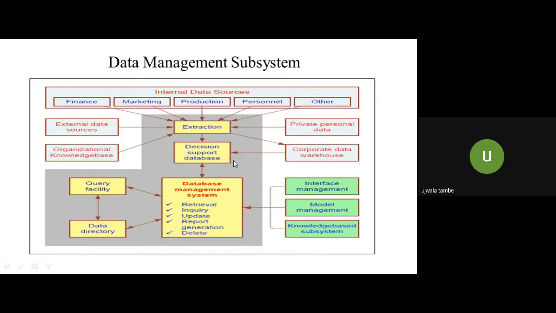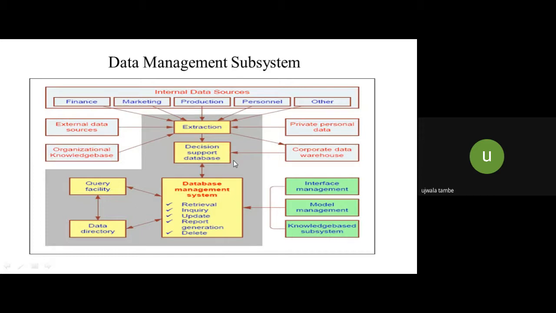After that, there are the external data sources. What are the external data sources required? Such as market research data, census data, and data related to government rules and regulations. All this data comes under the external data sources. Then there are the existing databases of the organization, private personal data of that organization, and the corporate data warehouse. By using all these fields, we can extract the data for the decision support system.